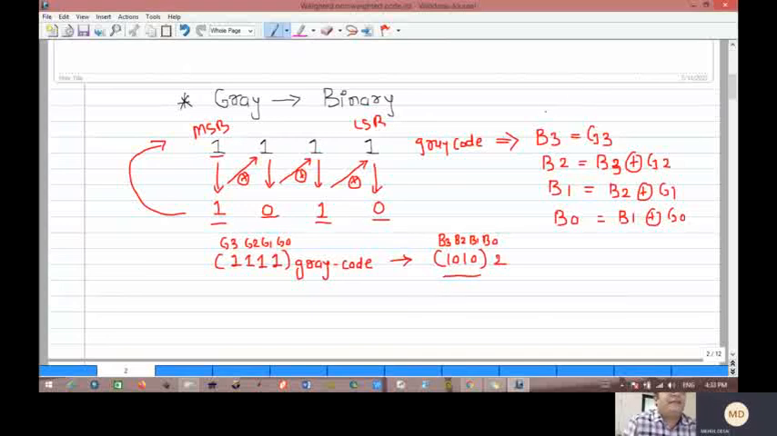So the mathematical expression is as follows. Suppose this is G3 G2 G1 G0 and B3 B2 B1 B0. What we are doing: the MSB as it is, B3 equals G3, and then with the answer XORing the next digit, means B2 is B3 XOR G2, B1 is B2 XOR G1, and B0 is B1 XOR G0. So this is the standard formula for gray to binary conversion.